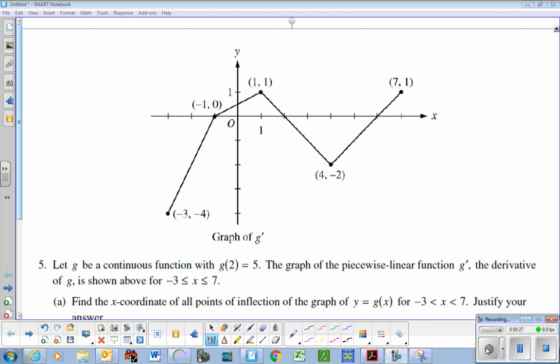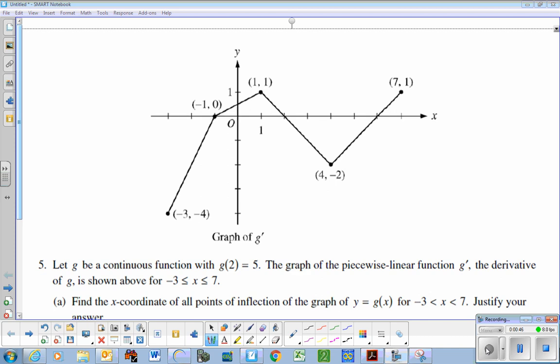So we have a problem here. Let G be a continuous function with G of 2 equals 5. The graph of the piecewise linear function G prime, the derivative of G, is shown above for x equals -3 to x equals 7.